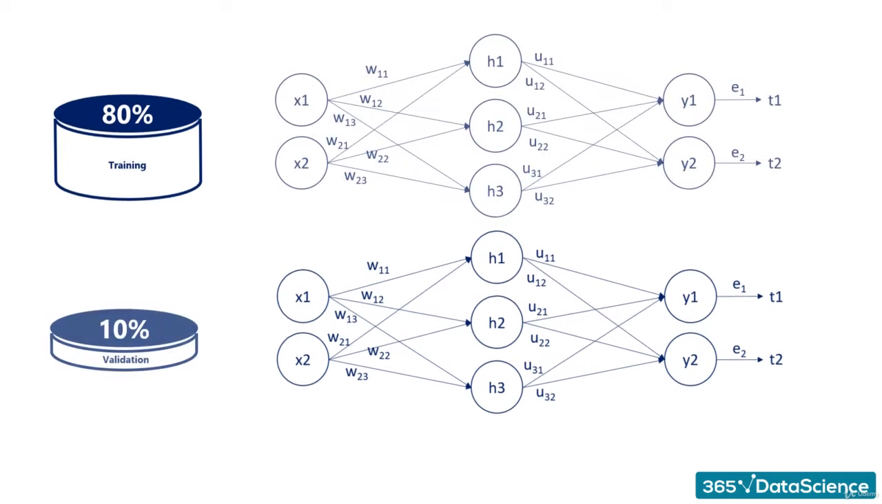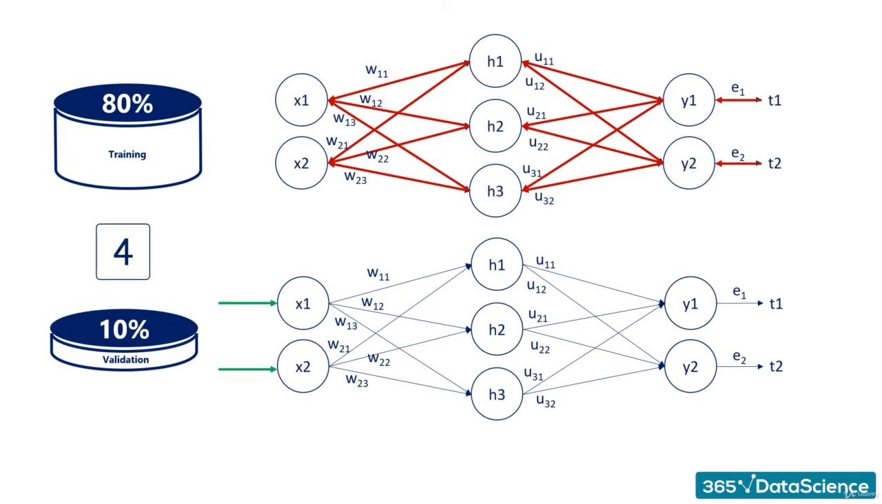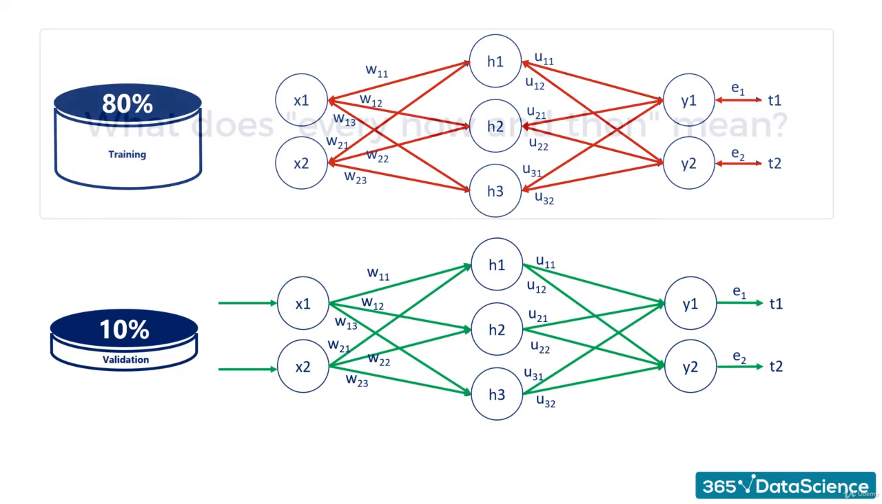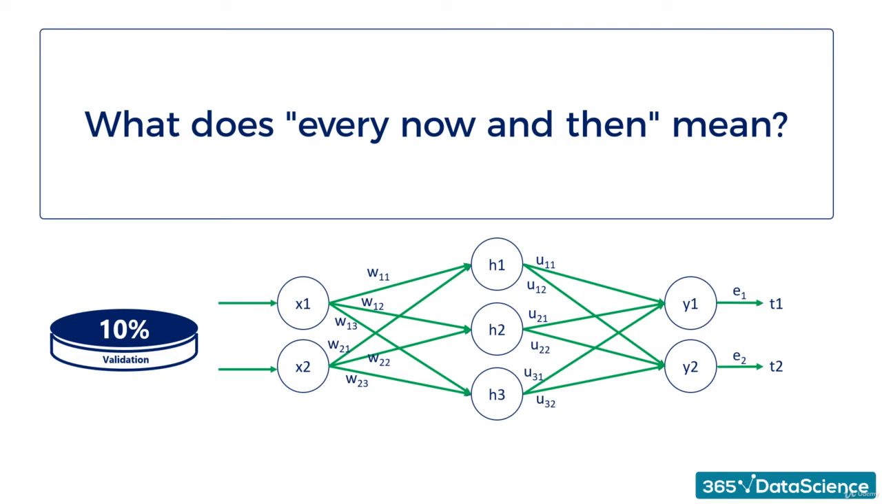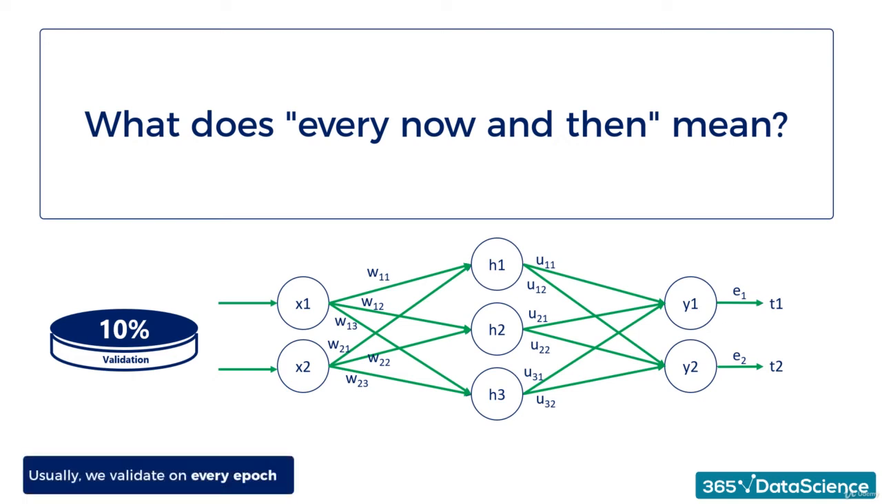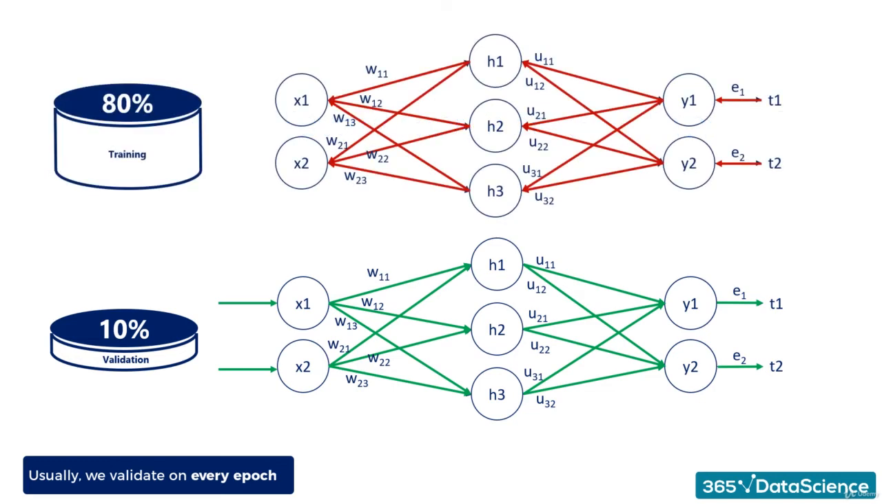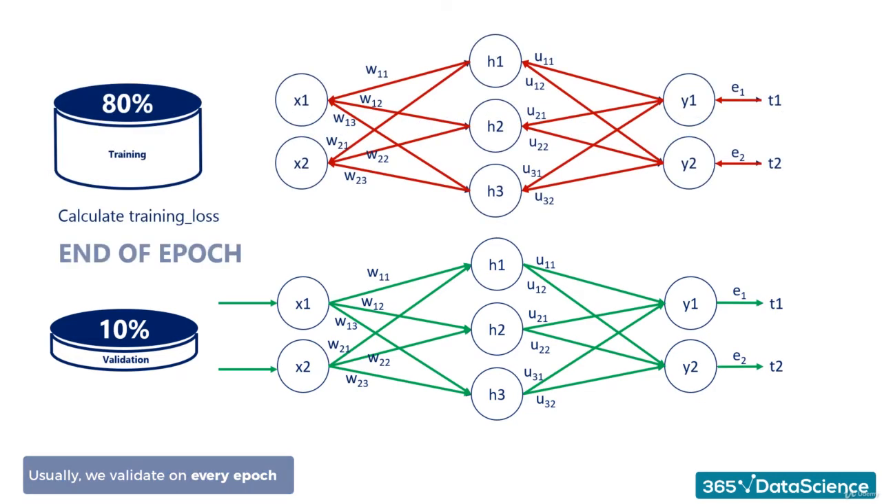Fourth, every now and then, we validate the model by running it for the validation dataset. That's where you would probably like to ask a second question. What does every now and then mean? Glad you asked. Usually, we validate the dataset for every epoch. Every time we adjust all weights and calculate the training loss, we validate.